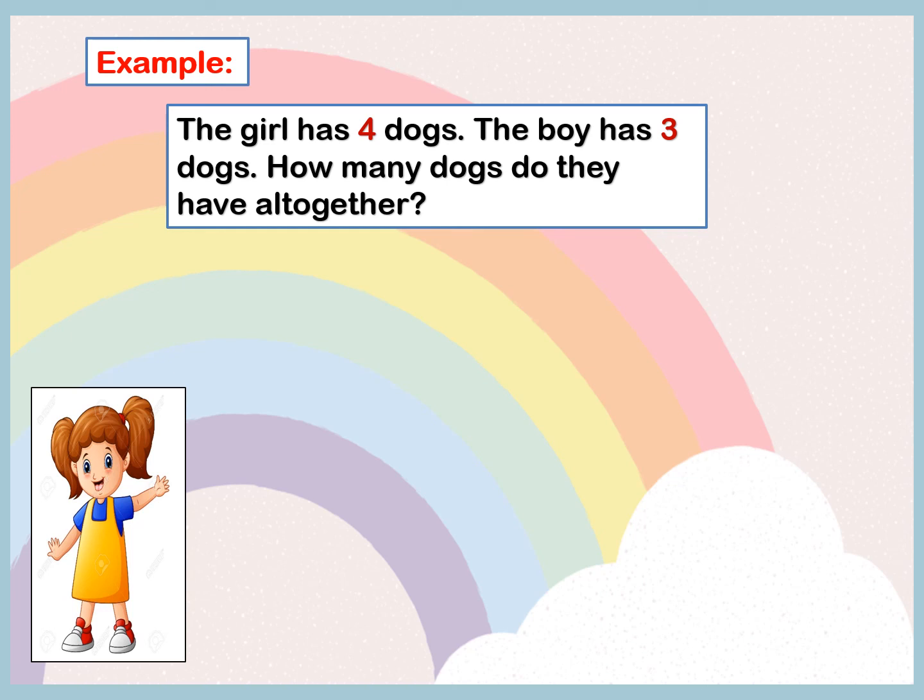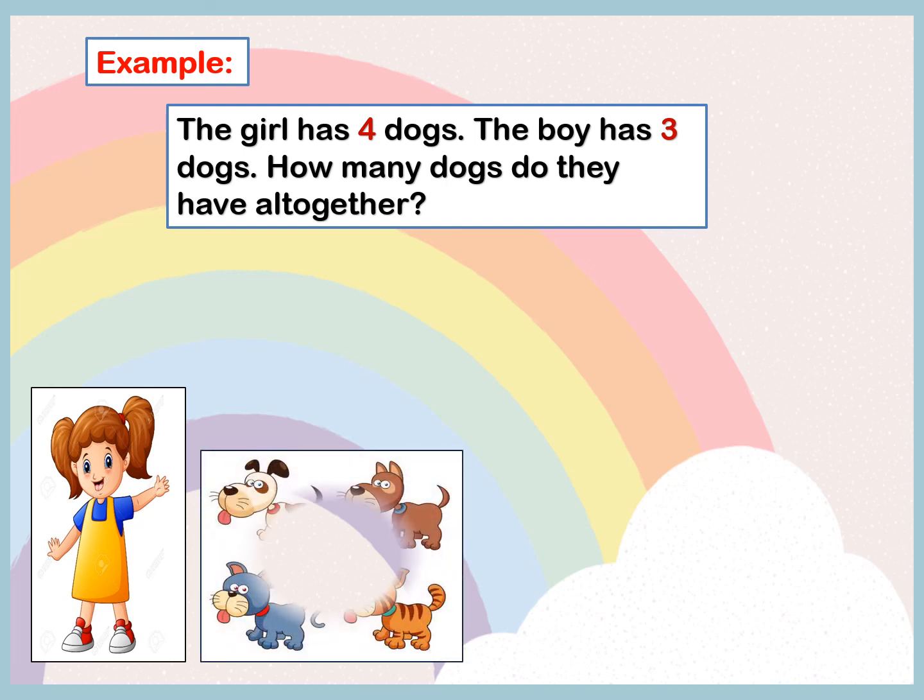How many dogs does the girl have, kids? How many dogs? Right, 4. 4 dogs. Let's count the dogs. 1, 2, 3, 4. The girl has 4 dogs, or she has 4 dogs. Great job. How many dogs does the girl have?